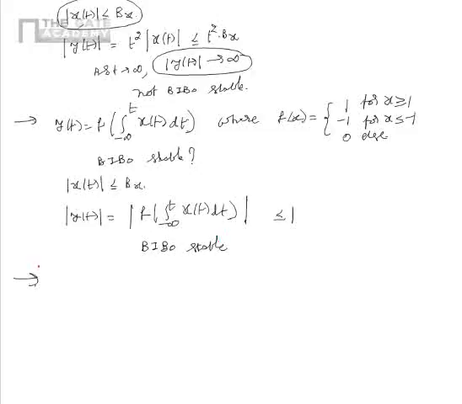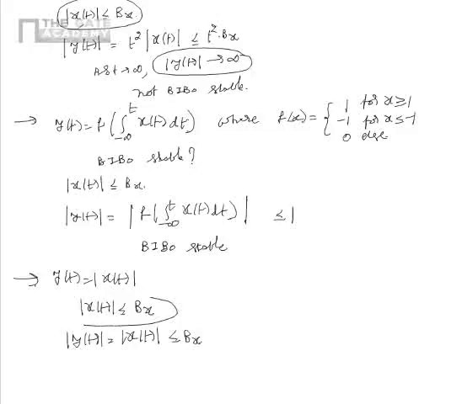Now let us consider another system which is given as y of t is equal to mod of x of t. We have to find if the system is stable in BIBO sense. Suppose the input is bounded, that is mod of x of t is less than or equal to bx. From this, mod of y of t is equal to mod of x of t, which is less than or equal to bx. So we see that here if the input is bounded, the output is also bounded. From this, we see that the system is stable in BIBO sense.